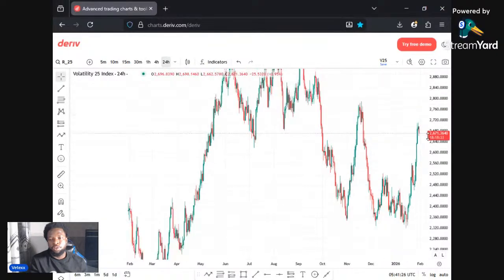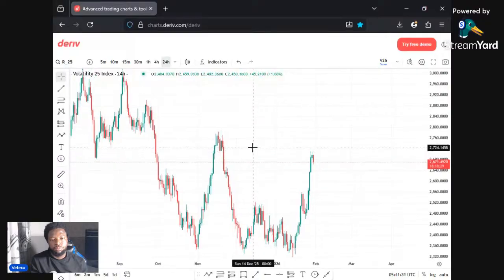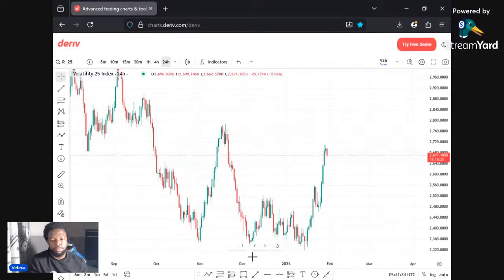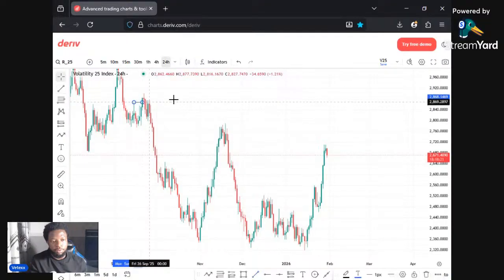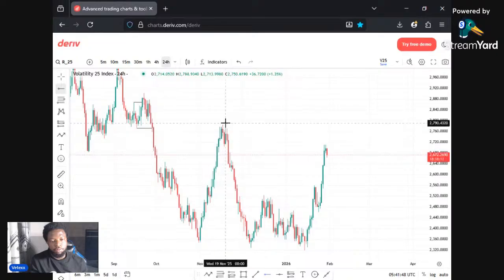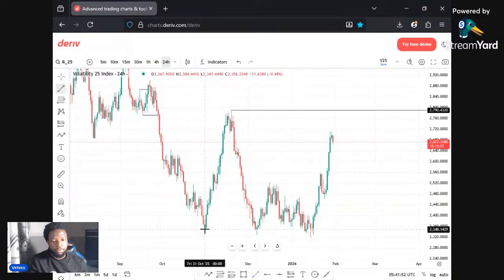V25 is bearish on the weekly time frame, and then we have a bullish structure on the daily time frame, which is this. Number one, super liquidity. Number two, we have break of structure. Number three, we have structural liquidity. Number four, we have second break of structure.